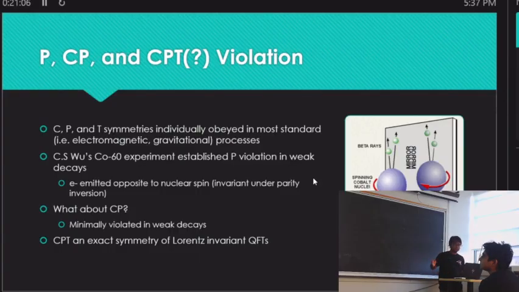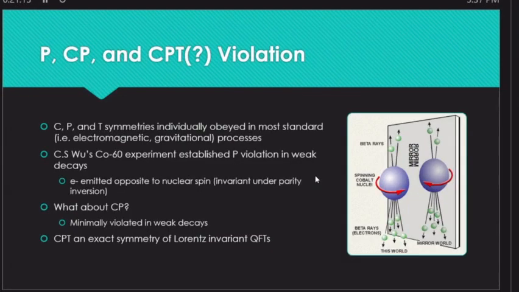And what she found was that the electrons are emitted preferentially opposite to the nuclear spin, as you can see in this diagram, and the nuclear spin is invariant under the parity transformation. You can flip the parity of your system, but the direction of emission is largely the same. And that's a parity violation that really shook the foundations of theoretical physics.